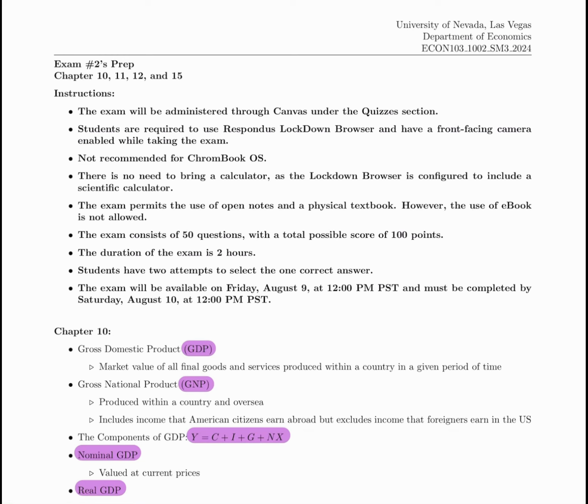Exam number 2 covers only the last 4 chapters from exam number 1, such as chapter 10, 11, 12, and 15. Below, I have highlighted selected bullet points and topics to guide your study and indicate areas of focus. I will also provide explanations for the practice questions to assist you in your preparation.